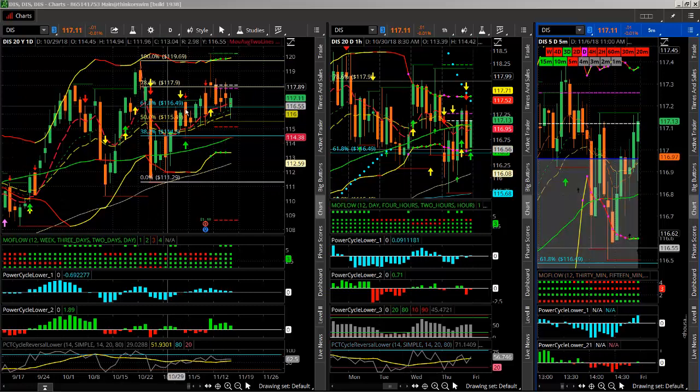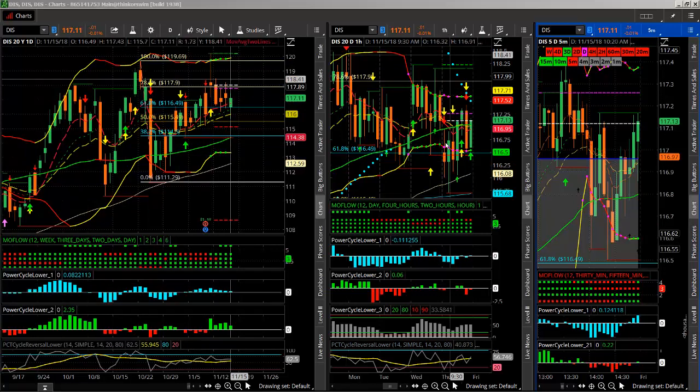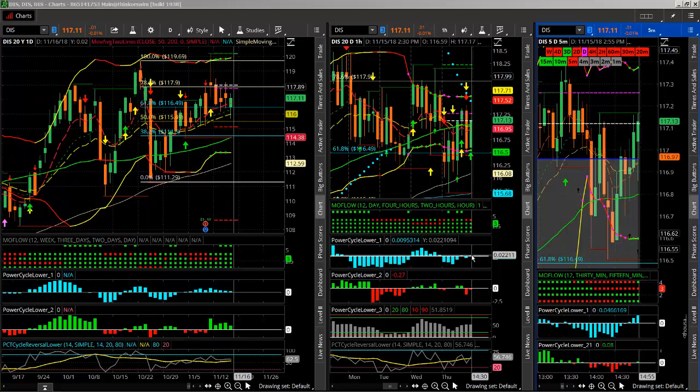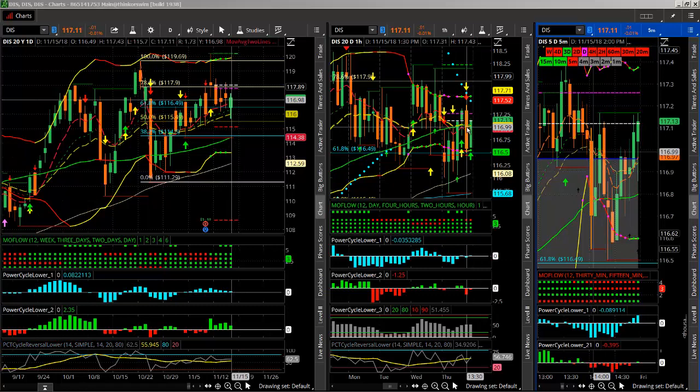Now the next thing I want to look for is momentum. So we use momentum indicators. Down here you can see cycle 1, cycle 2, there is positive momentum on the daily. And on the hourly we're starting to get some positive momentum here. Not quite.